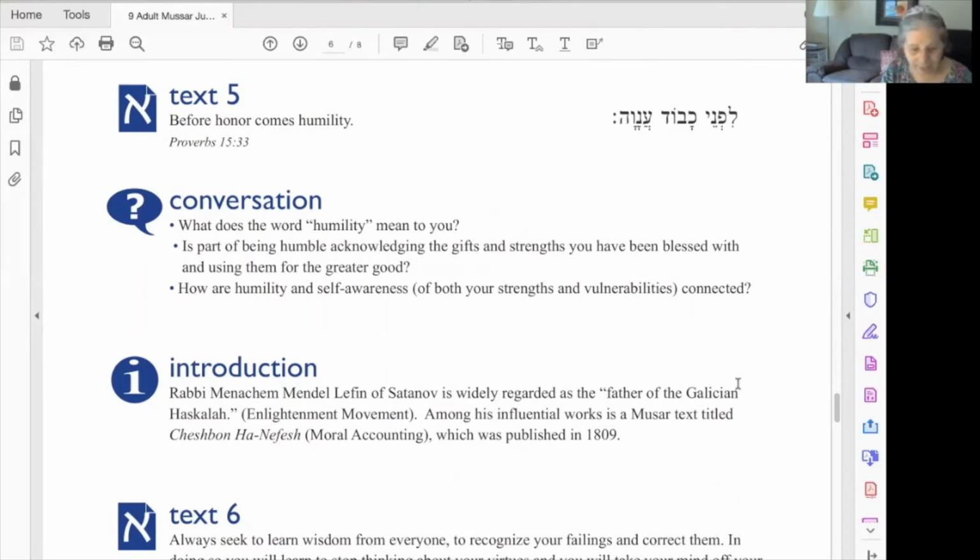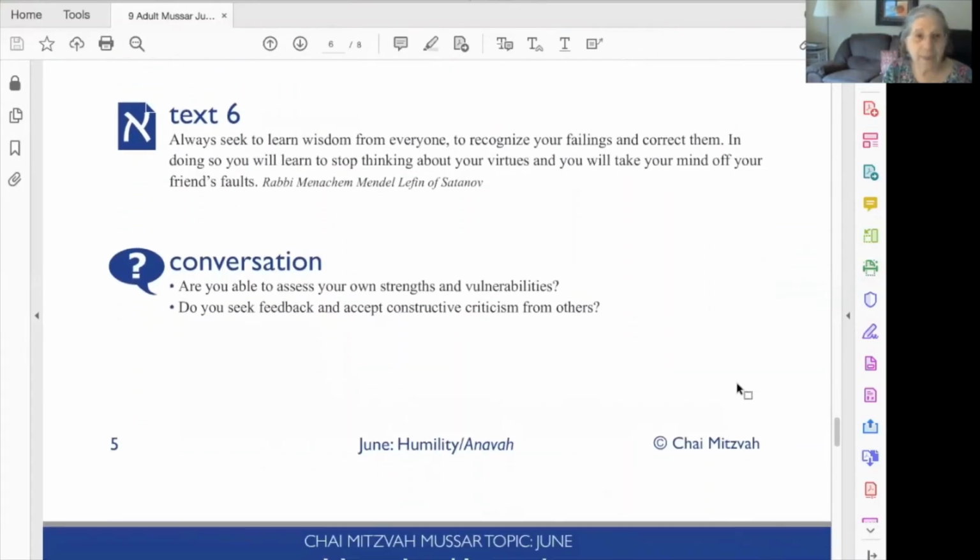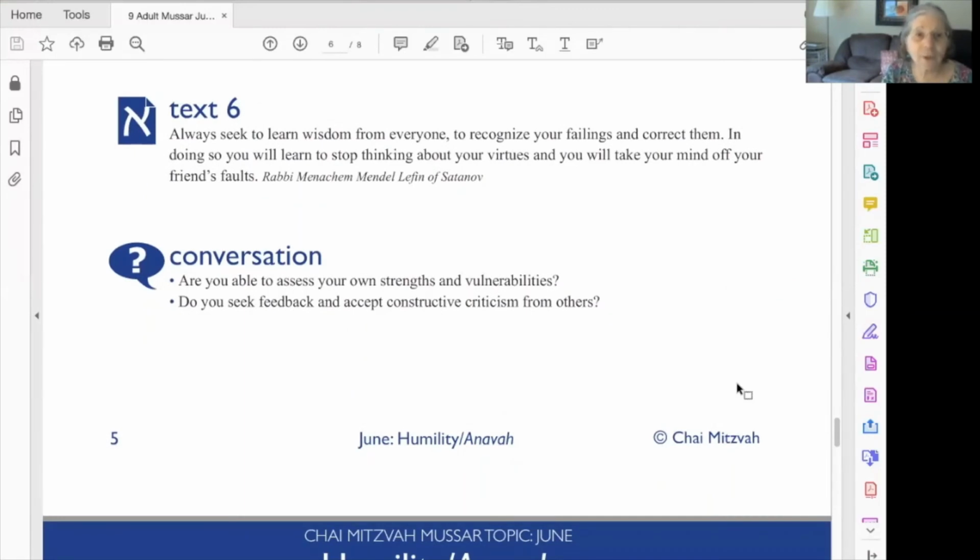Our final text, text number 6, says to us, always seek to learn wisdom from everyone, to recognize your failings and correct them. In doing so, you will learn to stop thinking about your virtues, and you will take your mind off your friends' faults. Rabbi Menachem Mendel Leffin of Satanav, also a Mussar teacher.